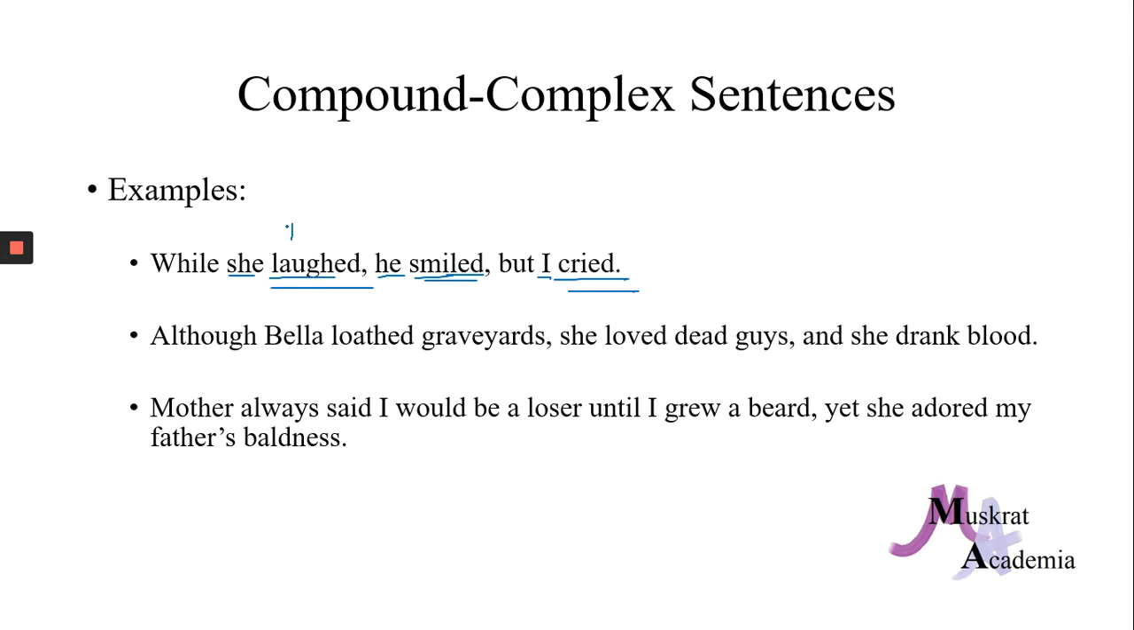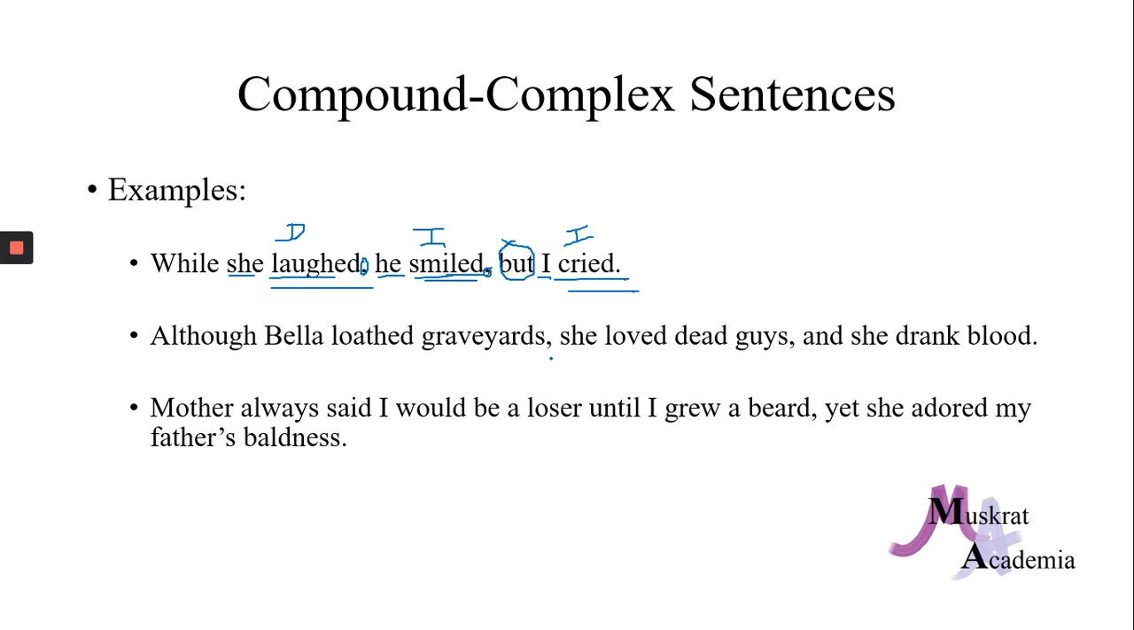While she laughed: dependent, cannot stand by itself. The comma is there to give us a hint that it's dependent. He smiled: independent. Comma, conjunction, junction, what's your function? I cried, which is also independent. Why did you cry? Because he smiled and she laughed, and I fell down the stairs. Oof. Yes. It's actually more like, ah! But either one works.